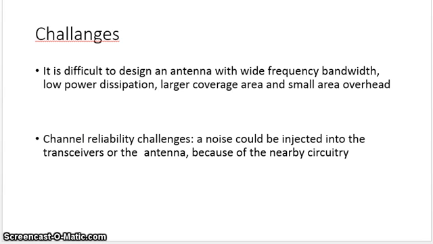Wireless network on chip faces two main challenges. First, it is difficult to design an antenna with wide frequency bandwidth, low power dissipation, larger coverage area and small area overhead. Second, channel reliability challenges. Noise could be injected into the transceivers or the antenna because of the nearby circuitry.